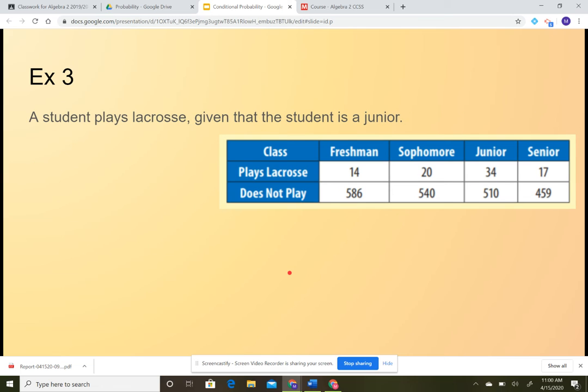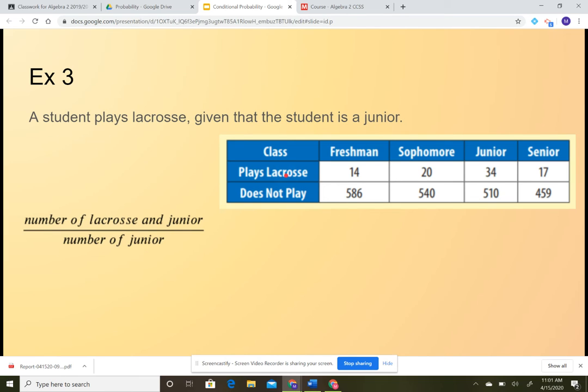Now we are going to be given some numbers in a table. We want the probability a student plays lacrosse given that the student is a junior. So again, we need to set it up in words. It makes it easier. So we want the number of lacrosse and junior, because those are the two categories we're talking about. And then the word after "given that" is junior. So we want the number of juniors on bottom.